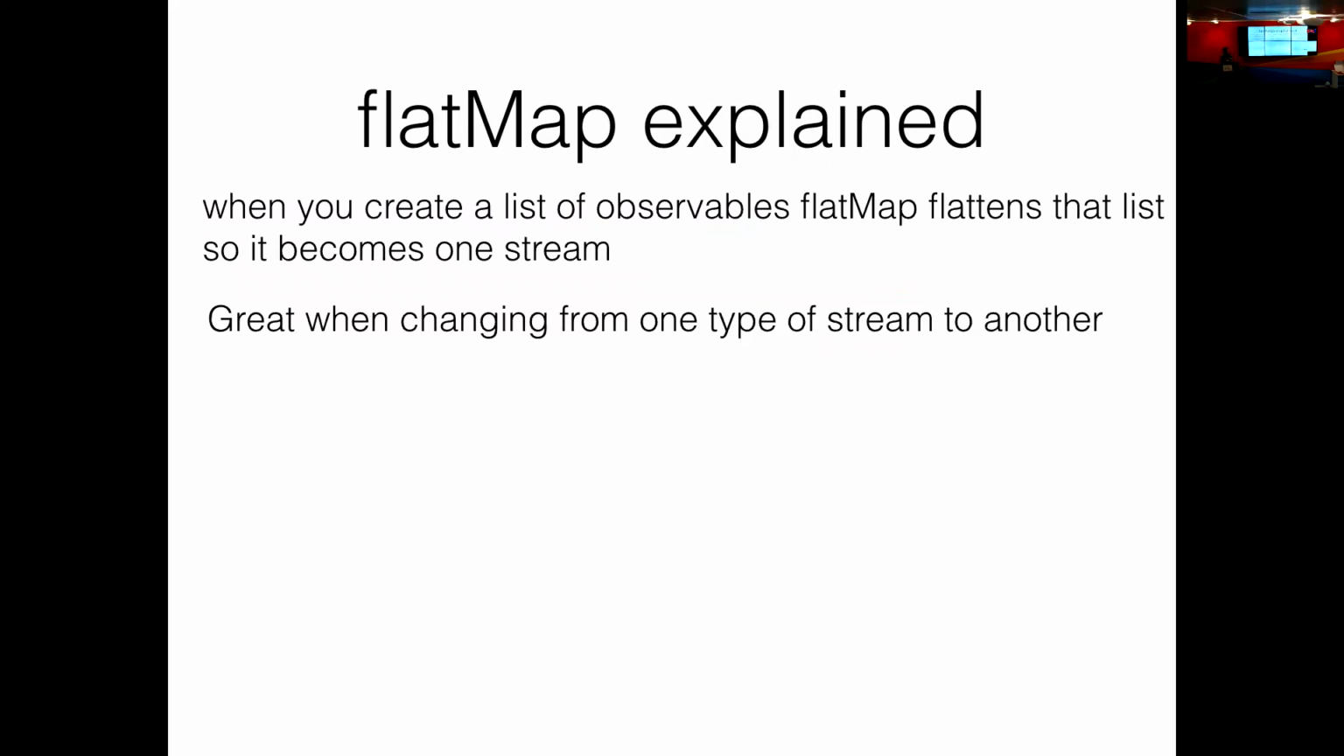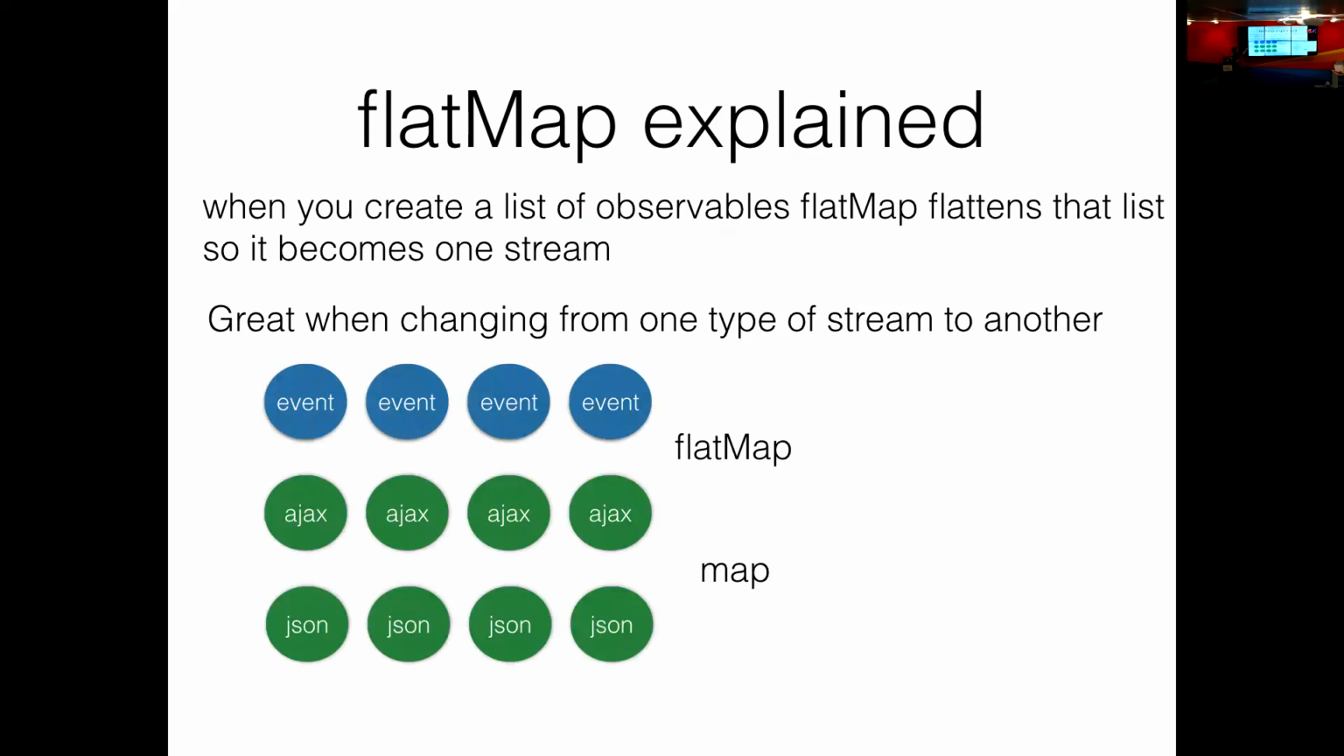So as I said, it's great when you switch from one type of stream to another. Here, for example, you have a bunch of events happening over time. Imagine that those are key ups or mouse clicks, and you want X number of key ups to turn into X number of Ajax calls, like you would do in autocomplete, right? And of course, you want your Ajax calls to turn into JSON. So here you can see that we have one type of observables that are events, and here you got another type of observables that are Ajax responses.